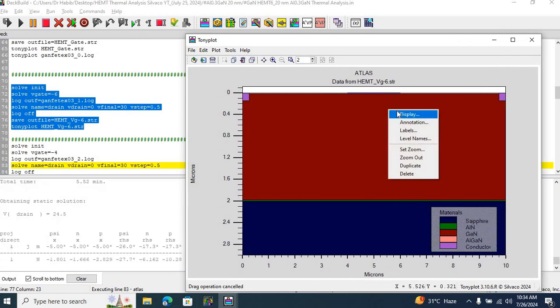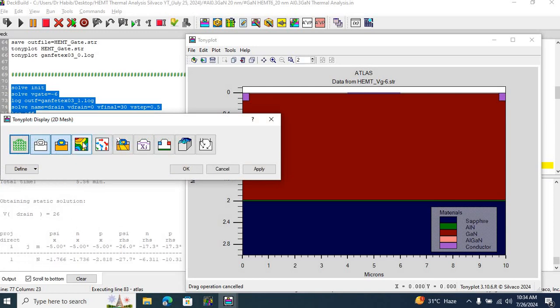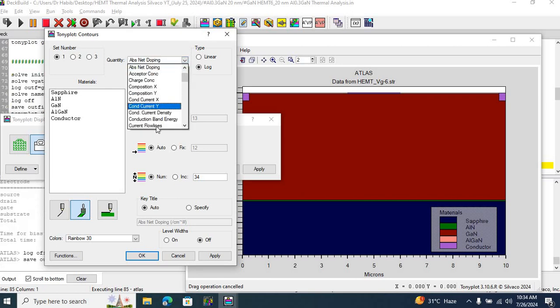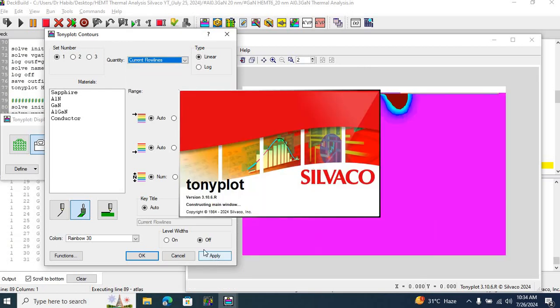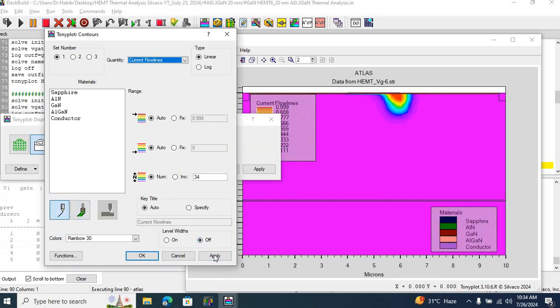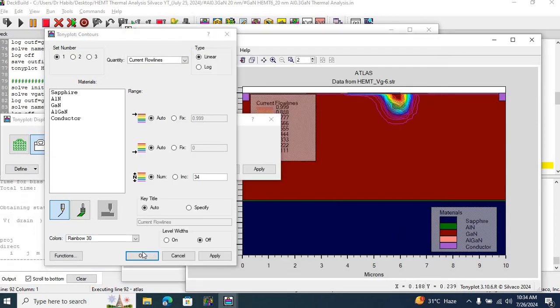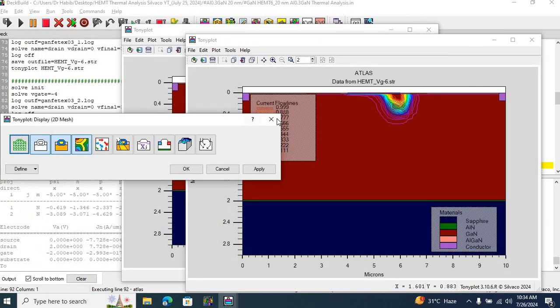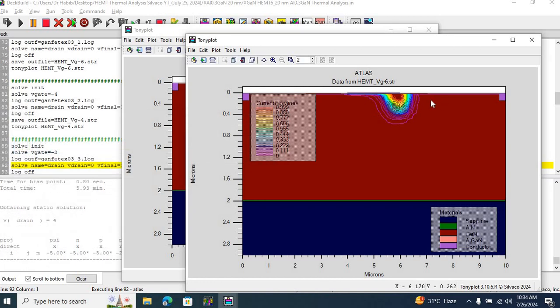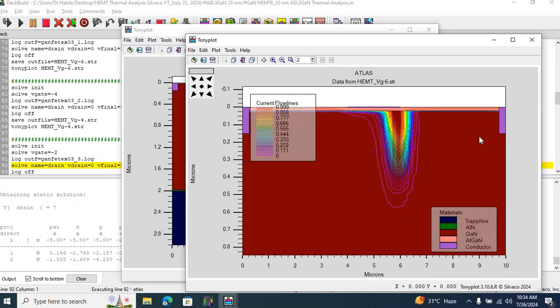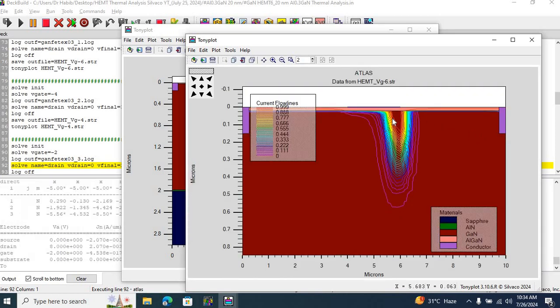For example, we go to display, then we click on contours, go to define contours, and here I want to look at the current flow lines. And then hit OK. Now you see we can further focus on this from 0 to 0.8 micrometers in the vertical direction.